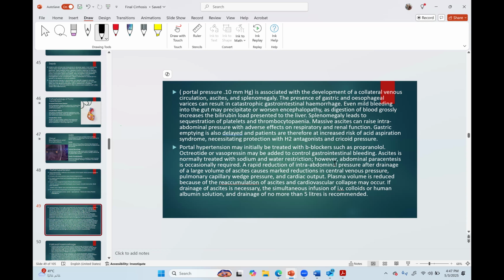And for portal hypertension, what medications are there? One of them is a beta blocker, and another is octreotide, vasopressin. They not only control the bleeding, they also reduce the portal pressures. So that's what you will be telling.